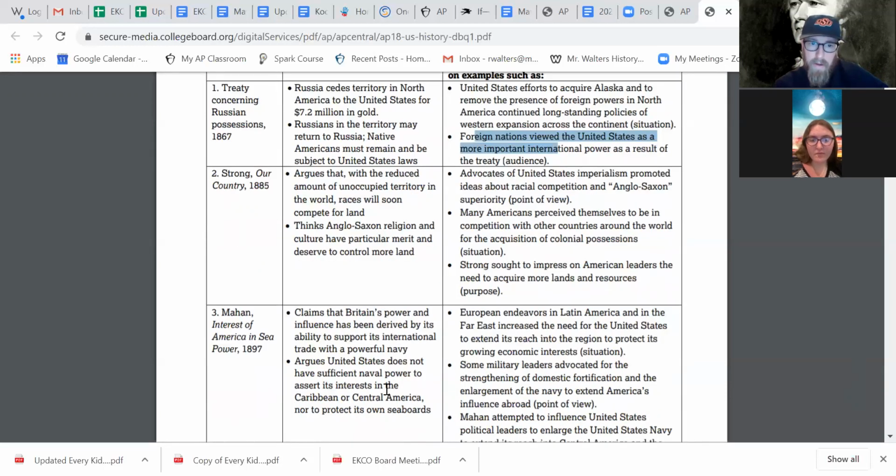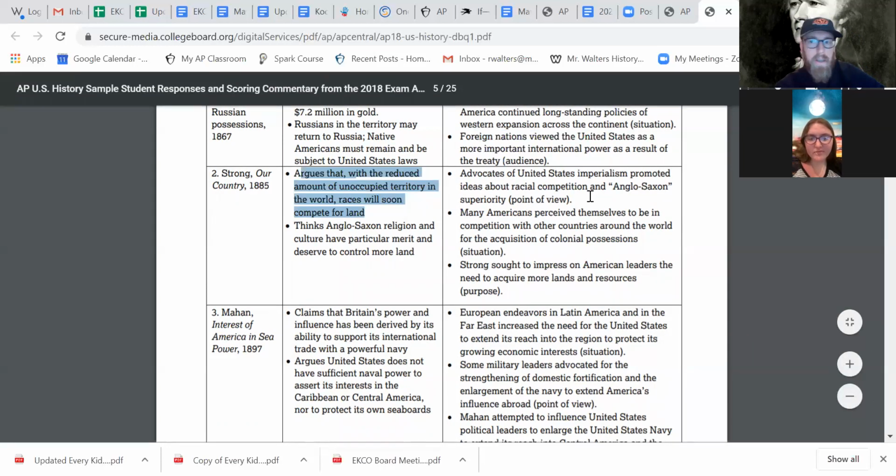Let's see what they say about Our Country by Josiah Strong. They said the summary was, it argues that with the reduced amount of unoccupied territory, races for land will soon begin. And he says that he thinks Anglo-Saxon religion and culture have particular merit and deserve to control more land. Again, remember, because of his religious beliefs, he thinks that more people need to be controlled by them, so they could be brought into their religion.